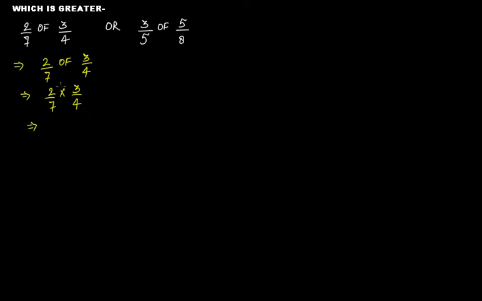It means that first you'll have to multiply the numerators together and then denominators together, and this will be 6 by 28, right? So this is 6 by 28. Now solve for this one. This is 3 by 5 of 5 by 8. It means it will be 3 by 5 times 5 by 8.